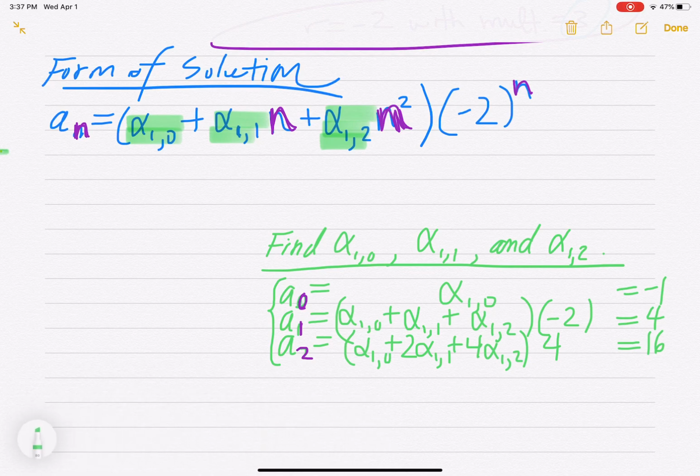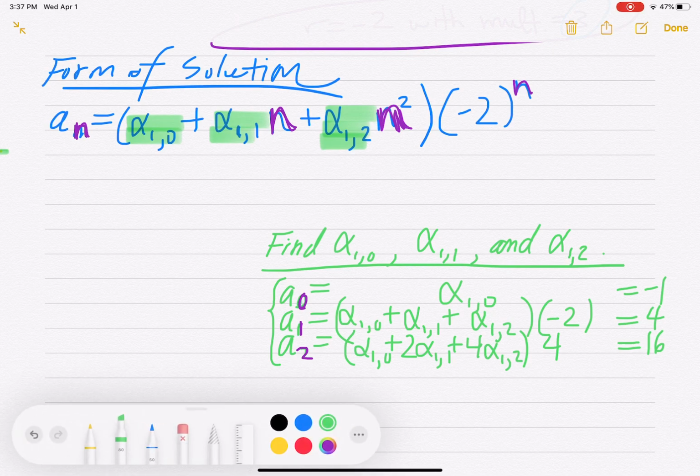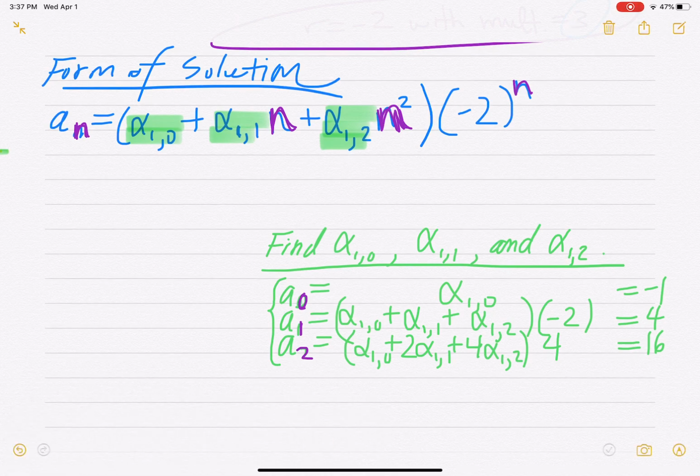Go on. I have alpha 1, garbage. Shame, it's not working. Okay, so I got alpha 1,0 is -1. All right, so we can plug that in here and here, the highlighted areas.